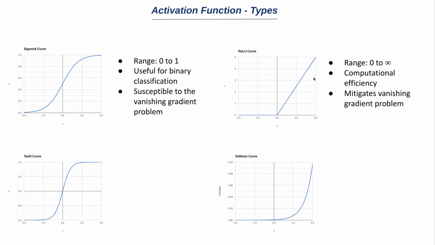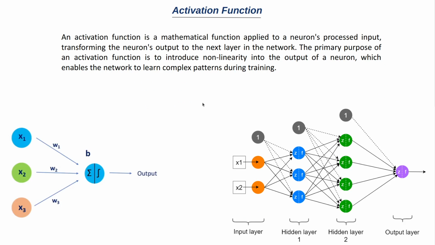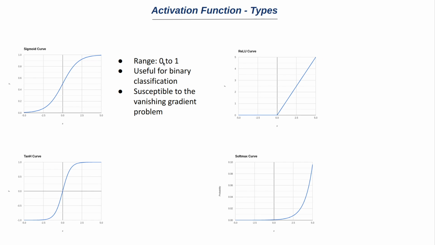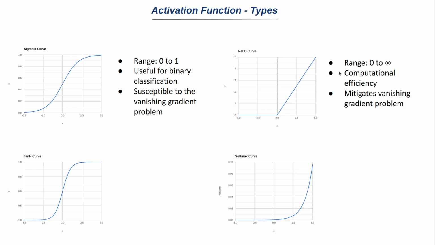Here the value that it's going to send to the next layer is 0 to infinity. In the case of sigmoid, it can only give output values of 0 to 1. When I say output, it's not the final output, but what's passed from each of these neurons. So sigmoid sends values between 0 and 1, but ReLU sends values between 0 and infinity.